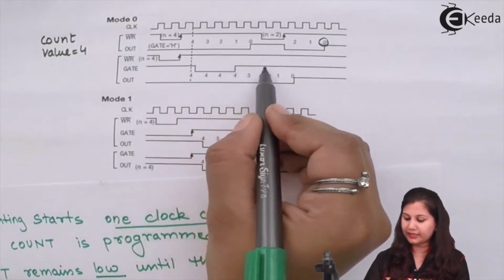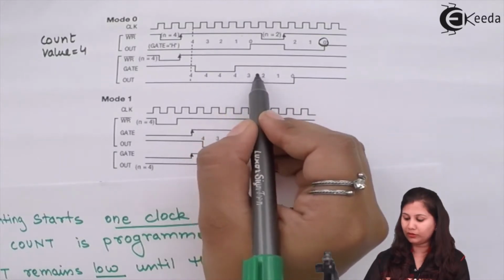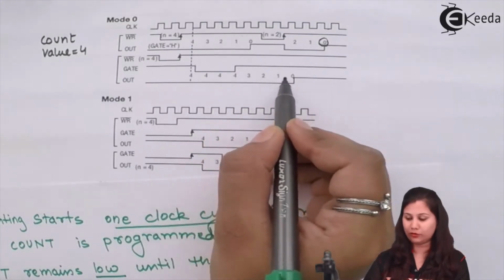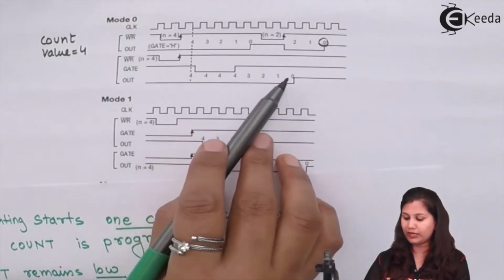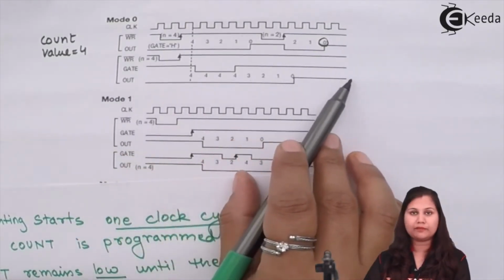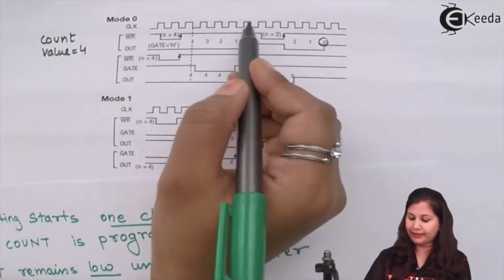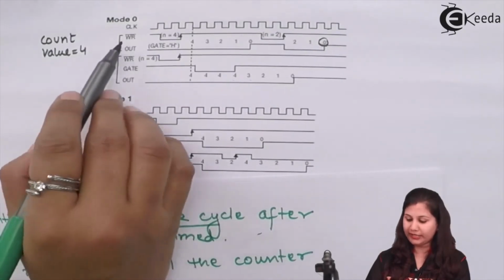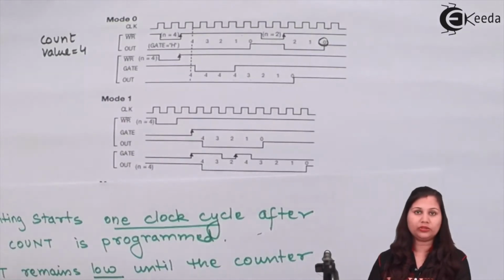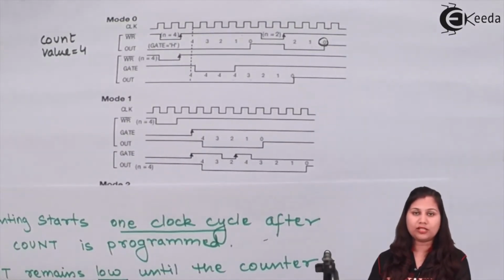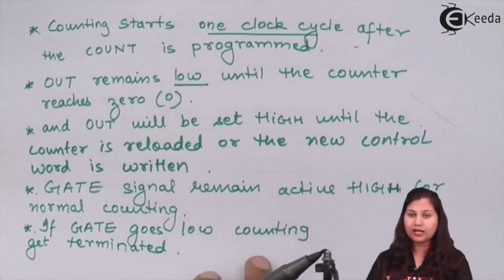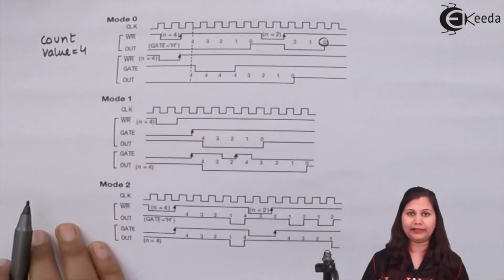Now again the gate signal is high. So for every one clock cycle, the counter will be decremented by 1 until its value becomes 0. So here we have 4, 3, 2, 1 and then 0. And when the terminal count has been reached, the out signal becomes high. So this timing diagram is showing the status of the write signal, clock pulse, out and gate pulse, and how in mode 0 the status of these signals changes when the counting is done by the counter. So this was mode 0 and this was the timing diagram for it.